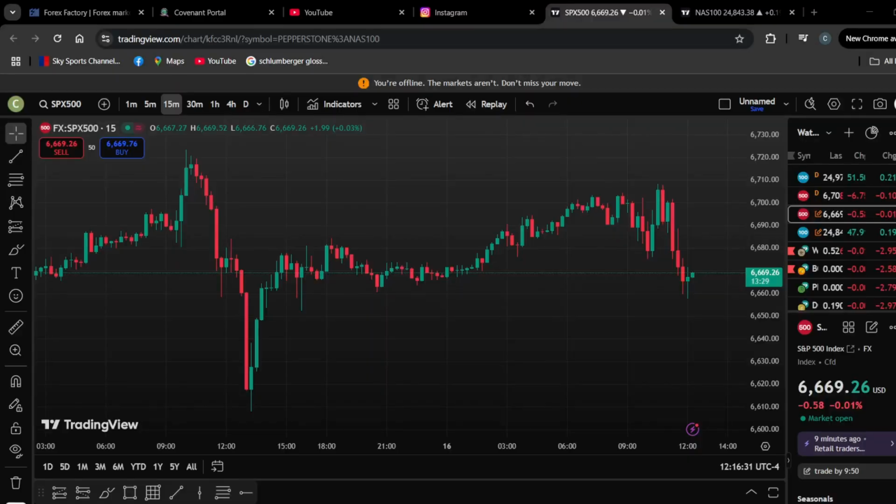It is another day in the market, so let's jump into the chart and see what the chart has for us. So I took three trades. Two got stopped out at break even, and one was a winning trade. Let me show you guys on the chart.